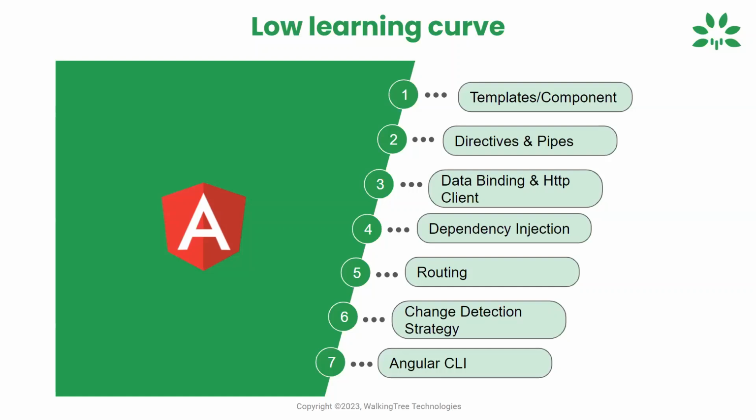And data binding. As we discussed earlier, we can bind an HTML element to a data value in the TS file. So if the value changes, immediately that change will be applied on the template, and visually we can see it on the UI side. And the HTTP client we can use to call the external APIs and get the data that we require from the server.